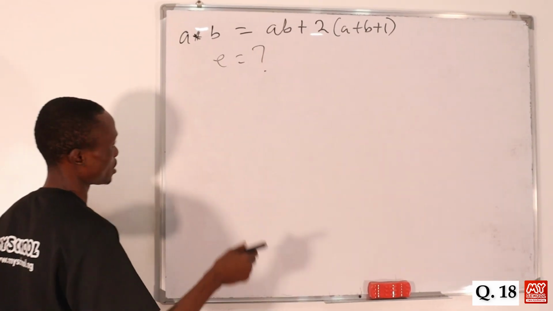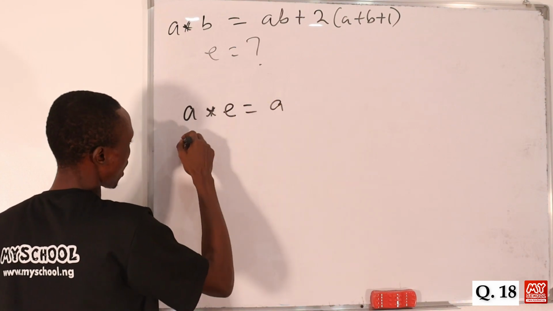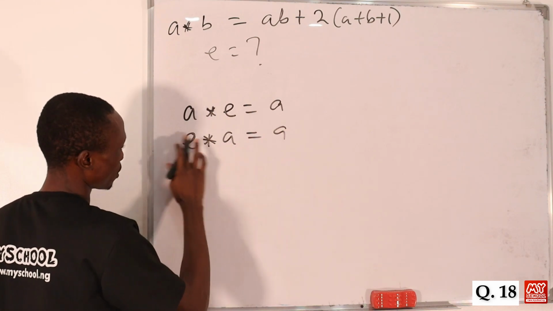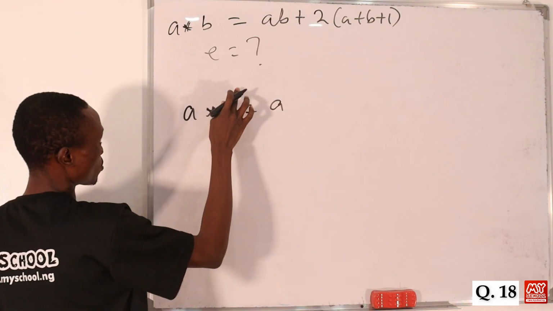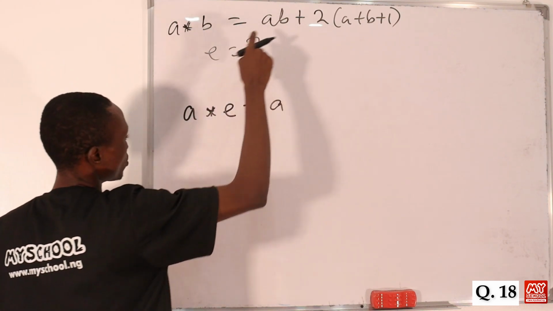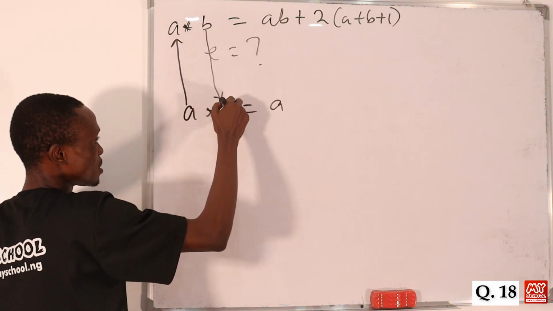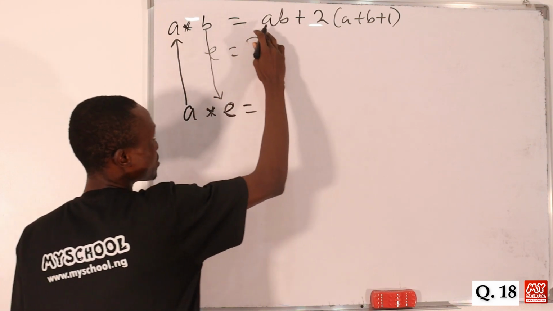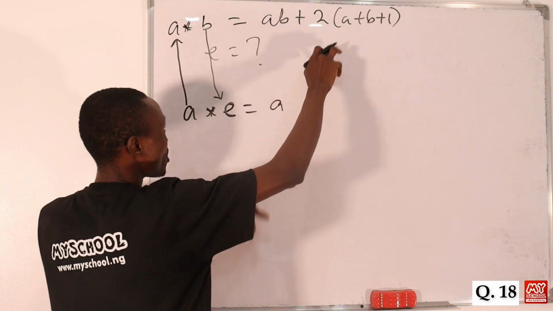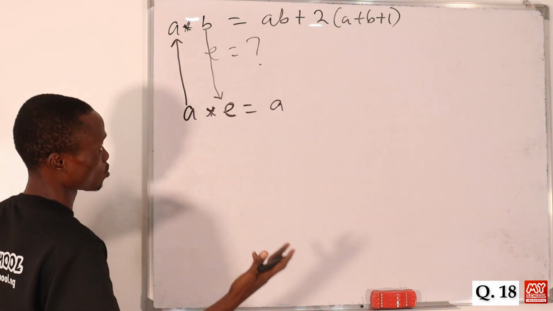So remember that for an identity element, a star the identity element equals a, or the identity element star a is also equals to a. So we are making use of the first one. What this simply means is that anywhere we see a in this expression, we replace it with a, and anywhere we see b, we replace it with e. After replacing a and b on this side of the equation, we equate it to a. Then we calculate for e, which is what we are asked to solve for.